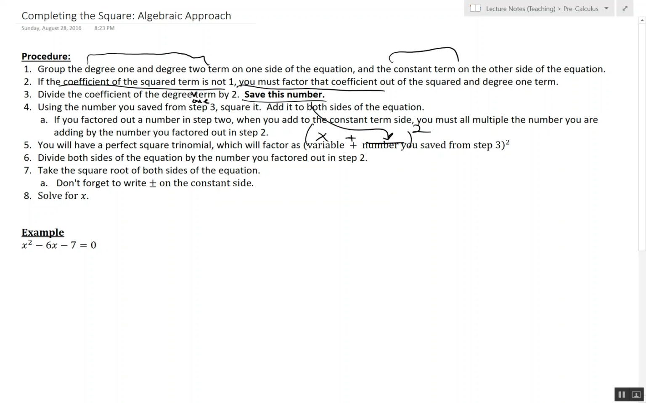Then if we factored out something in step 2, we have to divide both sides of the equation by that number. Take the square root of both sides of the equation, not forgetting to write the plus and minus on the constant side, and just solve for x. So let's see this procedure in action.